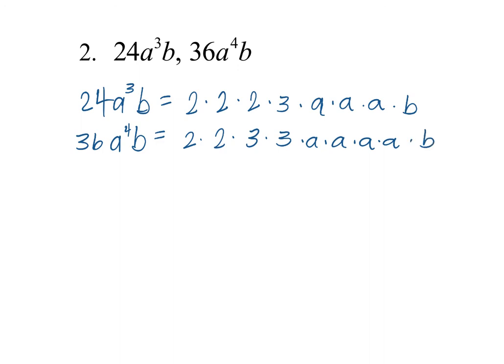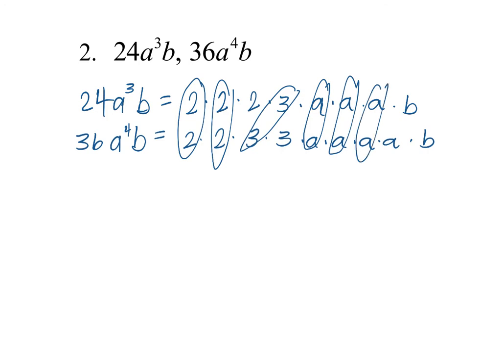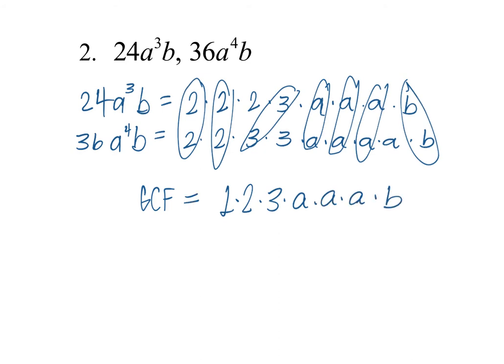So I'm going to circle what repeats in the top and the bottom, what both things have in common. They have a 2, another 2. They don't have a third 2 in common. They do have the number 3 in common. They have three a's in common, and then they have b in common. So the GCF is 2 times 2 times 3 times a times a times a times b. So we can say that that is 12 a cubed b.